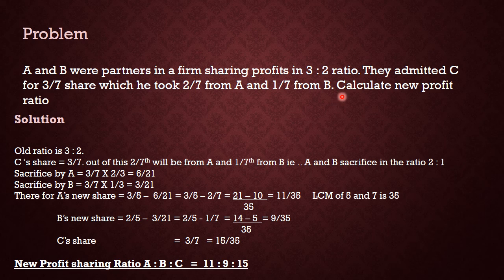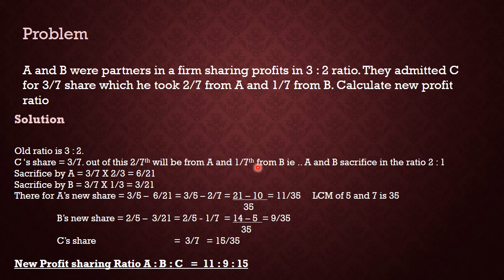Their old ratio is 3:2 and C is going to get 3/7 of the profit, and out of that 2 by 7 he is getting from A and 1 by 7 from B. So old ratio is 3 is to 2. C's share is 3 by 7 and sacrifice by A is equal to 3 by 7 into 2 by 3, because the sacrificing ratio is 2 is to 1, because he is getting 2 by 7 from A and 1 by 7 from B. So 2 is to 1.